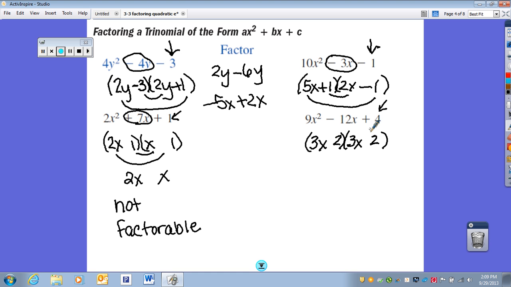And since my final product is a positive 4, but my middle term needs to be a negative, I would know that both of these 2's need to be negative. So let's check. 3x times negative 2 is negative 6x, and negative 2 times 3x is negative 6x, which when combined together gives me negative 12x. I could also write my factors as 3x minus 2, the quantity squared.